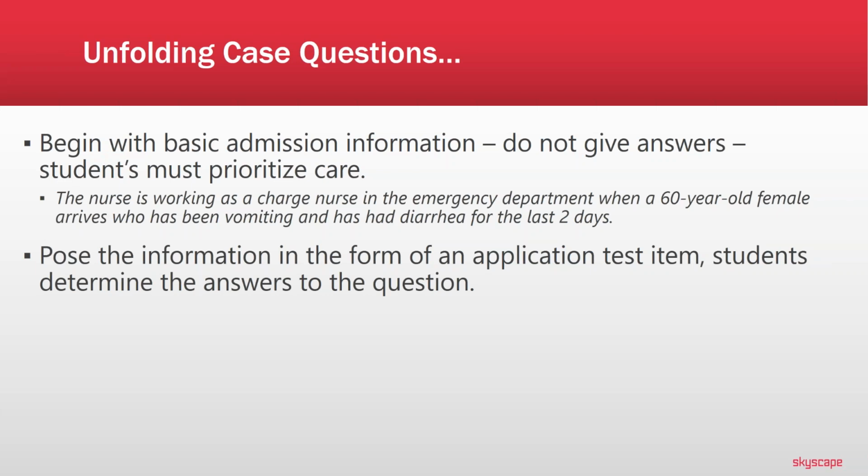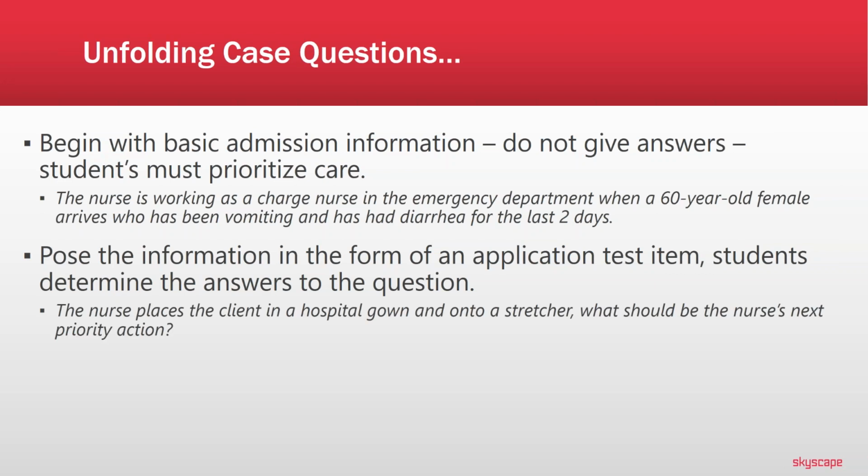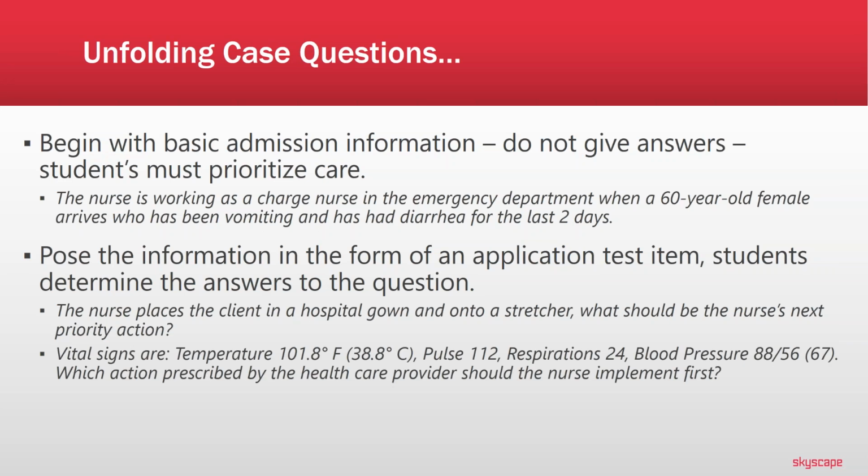I can also have this unfolding case turn into some prioritizing questions. So after my students have critically thought through what they're going to do with this 60-year-old who's probably very dehydrated, and I've prioritized my care accordingly, I'm now going to pose to them, the nurse places the client in a hospital gown and onto a stretcher. What should be the nurse's next priority action? Now this reads just like a test question.